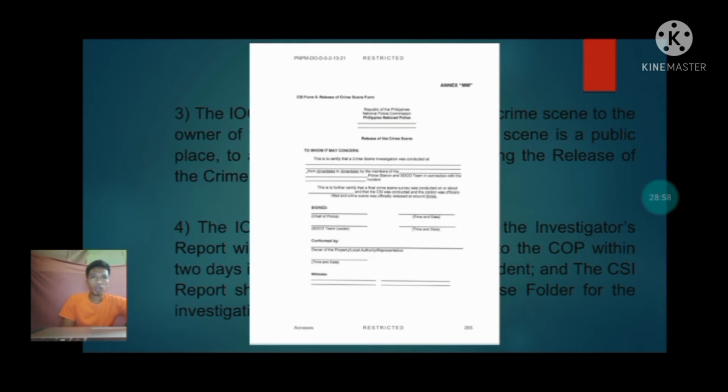So this is the form of the release of the crime scene.